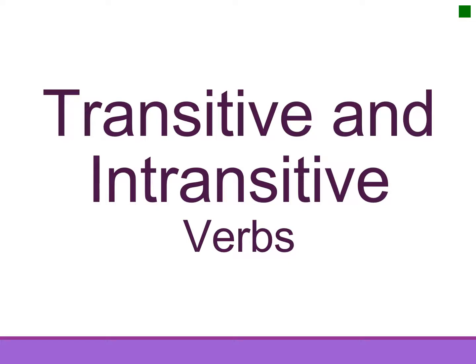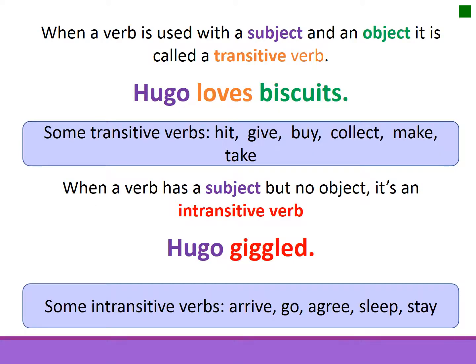Next, we'll move on to transitive and intransitive verbs. When a verb is used with a subject and an object, it's called a transitive verb. Hugo loves biscuits. Some examples of transitive verbs are hit, give, buy, collect, make, or take. When a verb has a subject but no object, it's an intransitive verb. Hugo giggled. Some intransitive verbs include arrive, go, agree, sleep, and stay.